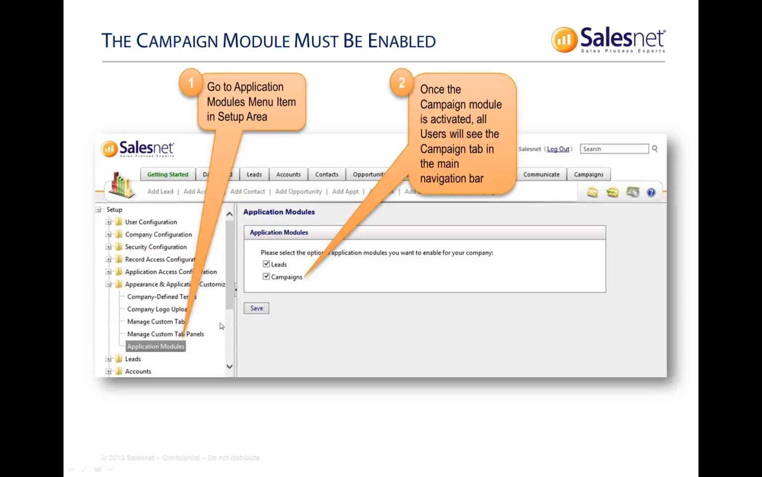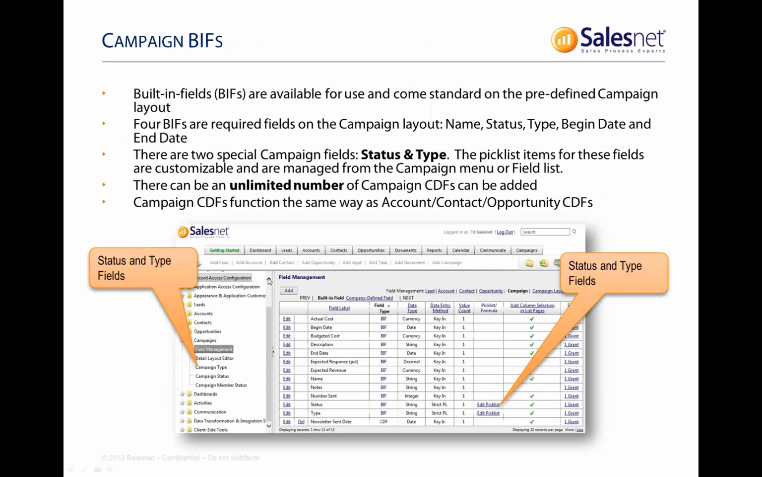So first of all, we need to enable it, and that is done in the same place where you enable the leads module. We have a checkbox for campaigns. And then we are showing our field management. Again, we're just recapping what you've already learned about field management, in that we have certain built-in fields. You can add custom fields. And then we have our two special fields.